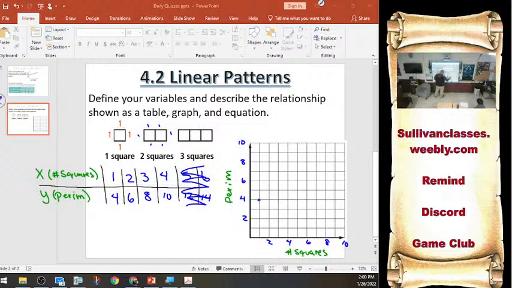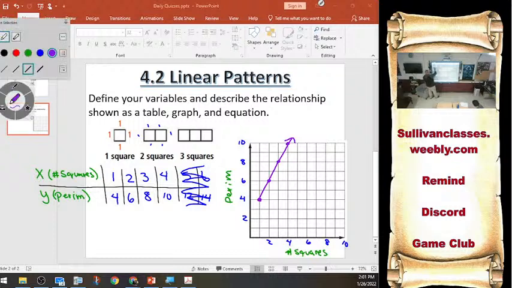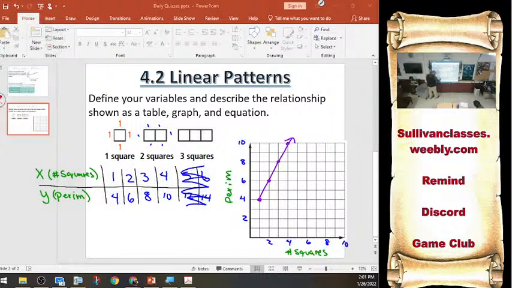1, 4. 2, 6. 3, 8. 4, 10. Connect the dots. There's your trend. Again, it depends on the space that you used. If you had a bigger graph, if you use more space, completely dependent. Your graph might look a little bit different. Now that I've got that, we said, and this is the big kicker, this is the thing that's going to keep coming back to us over and over.